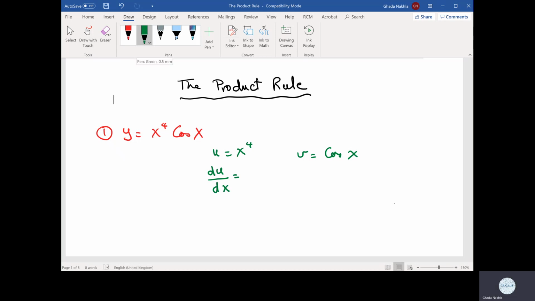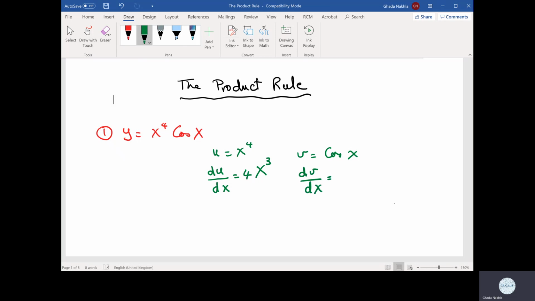And how do we differentiate x to the 4? It becomes 4, and then we decrease the power of x, 4 minus 1, which is 3. So it's 4x cubed.